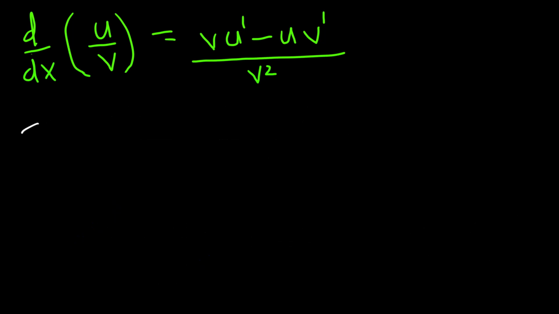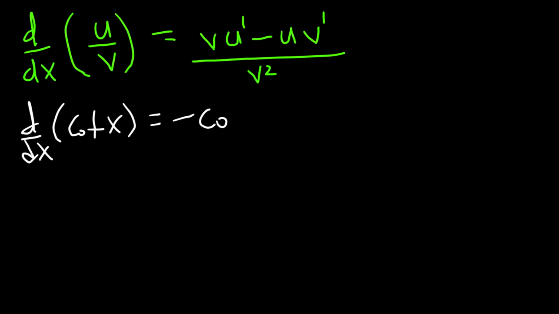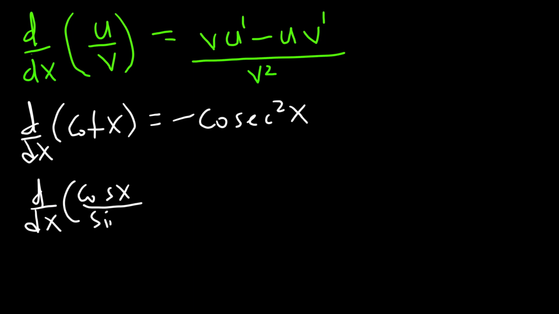Now let's look at another one. We know that the derivative of cotangent x is equal to negative cosecant squared x. Now go on and prove this using quotient rule. This can be written as the derivative. Now cot x is the same as cosine x divided by sin x. Therefore in this case u will be equal to cosine x, and therefore u prime will be equal to the derivative of cosine x, which is negative sin x.